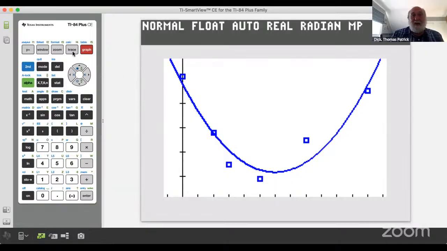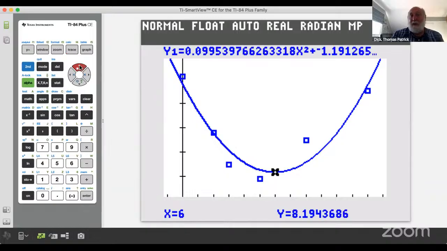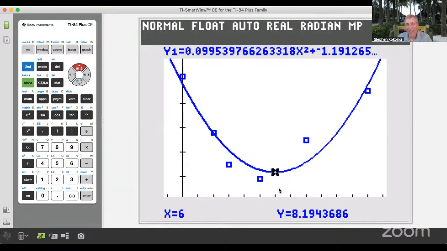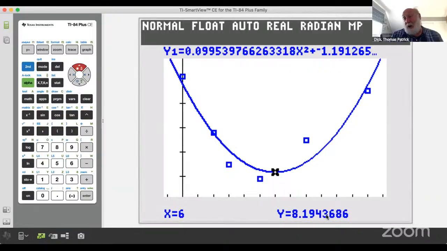So if I turn on trace, now I'm on the scatter plot, but if I hit the up arrow, it'll bounce down to the Y1. And look at this, 6 happens to be exactly in the middle of the screen. So that's great, it just happened to jump right on there. And this was in thousands, so we need to interpret that. That's actually 8,194 approximately. Great.